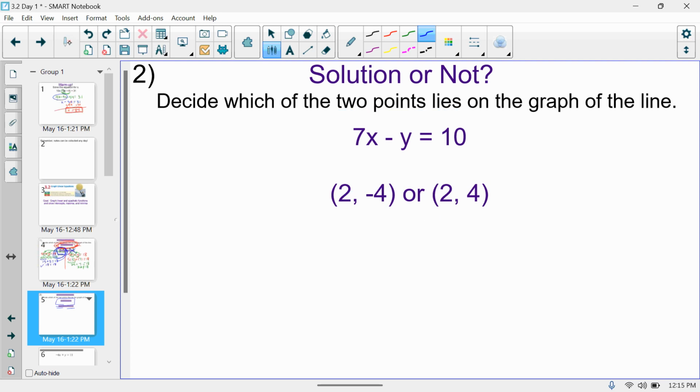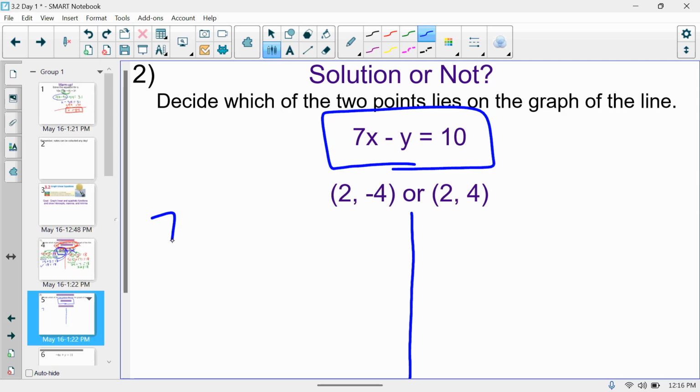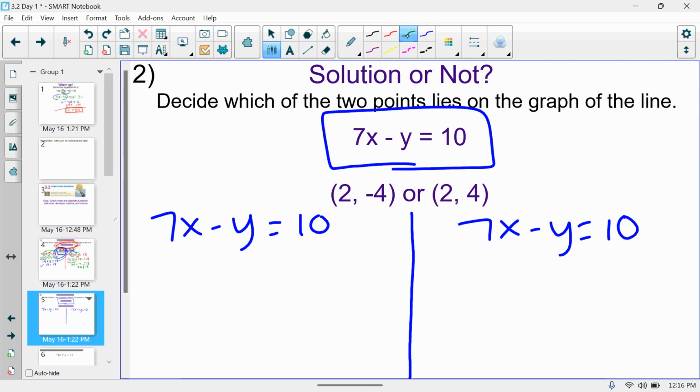So again, guys, just to keep our work organized, because it really is 2 questions in one, let's just draw a dividing line down the middle. Let's take our equation and rewrite it. We can really rewrite it on both sides. But let's go ahead and deal with this point first, okay?